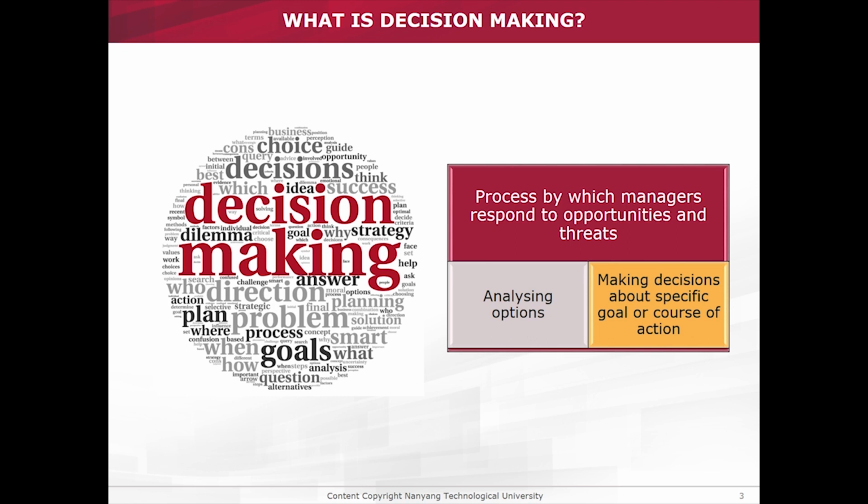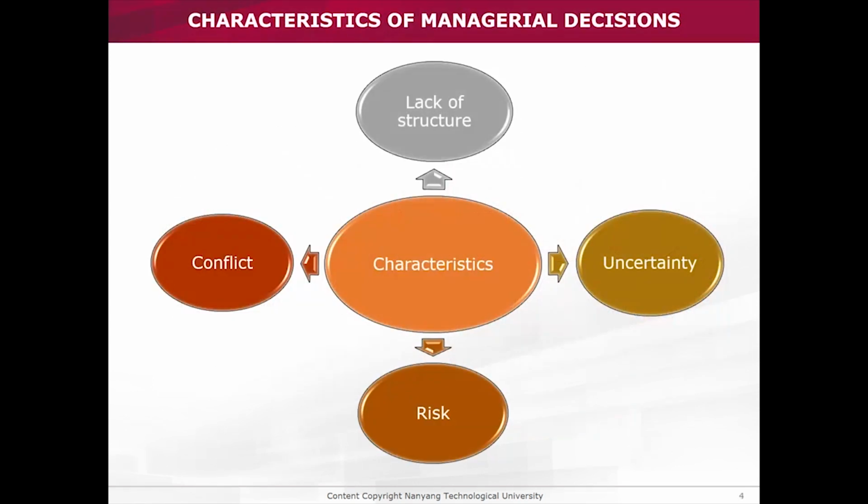For example, effective decision making could be attributed to how Puma transformed its flagging business from loss-making to profitability, or how Singapore Airlines decided effectively to focus on the competitive and cutting-edge aspects to maintain its leading position in the airline industry. The characteristics of managerial decision making give context to why decision making may be challenging and complex. These characteristics are more apparent in non-programmed decisions. There are 4 characteristics of managerial decisions to be examined, namely lack of structure, uncertainty, risk, and conflict.